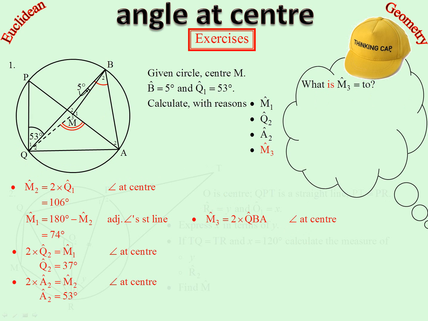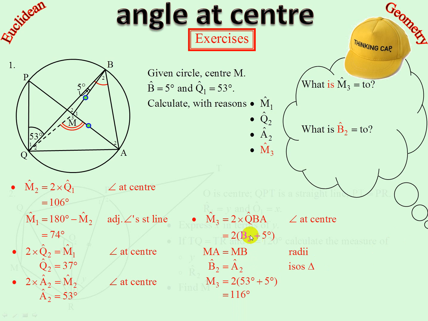M3 is equal to twice QBA, angle at center. And we know that QBA is B2 plus 5 degrees. So we need to find B2. But think about it. Those are radii, and therefore B2 is equal to A2 by isosceles triangle, and we found A2. So therefore B2 equals A2. So therefore M3 is twice 53 plus 5, 116 degrees.